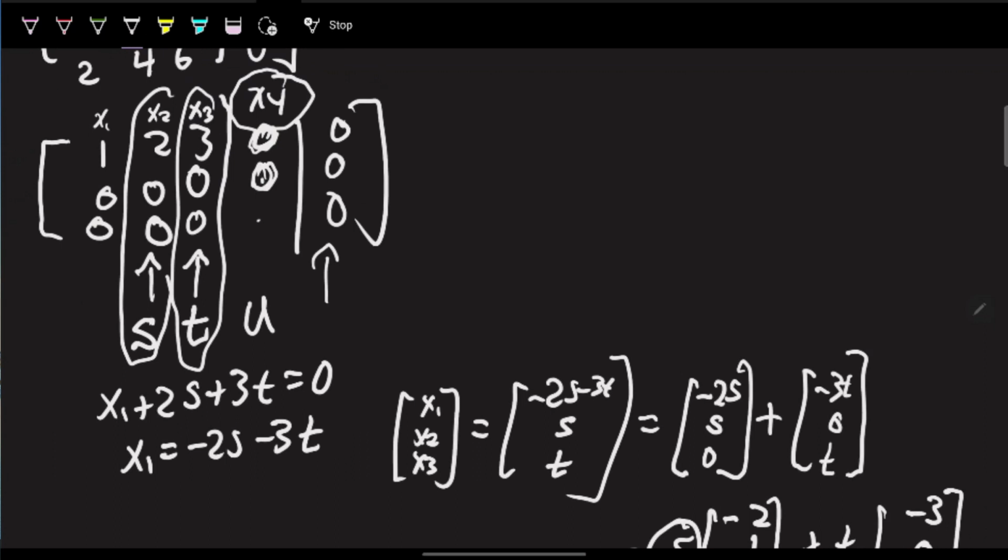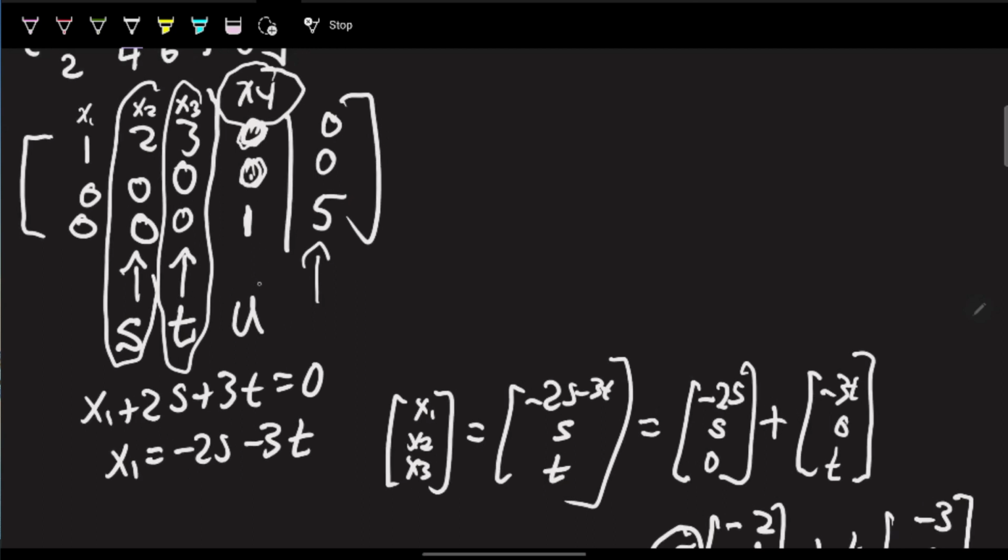But okay, now instead of all zeros, let's say that one of these was 1. And let's say that this was like 5. What would you say now? Only the second row would be free. So then x4 would be 5. Yeah, x4 would just have to be the straight value, 5.